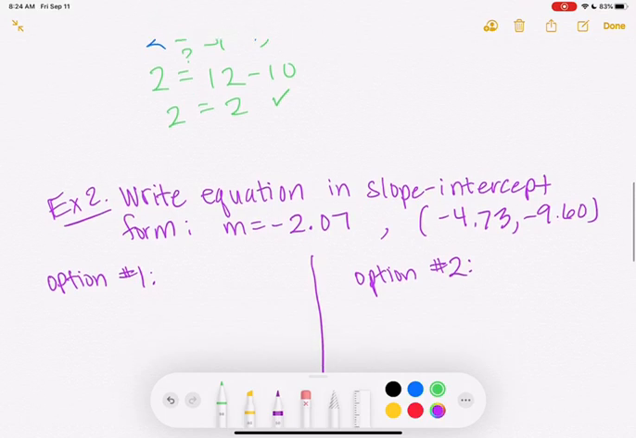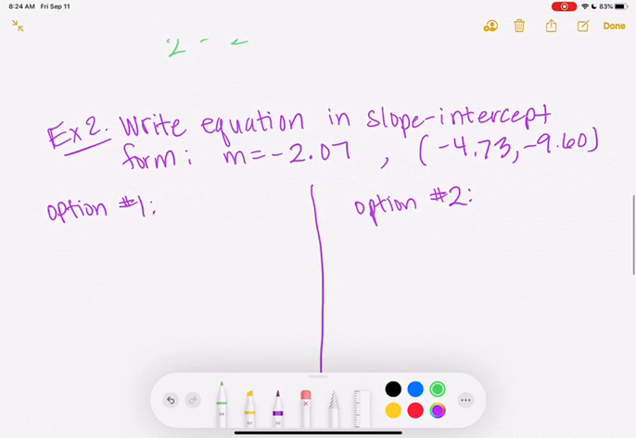For this next one, write the equation in slope-intercept form. I gave you m and I give you a point. So m is negative 2.07, containing the point negative 4.73, comma, negative 9.60. You can see I've started to write out two different options, okay? Try to figure out how you want to go about doing this. Just think about it. What method might you want to try?